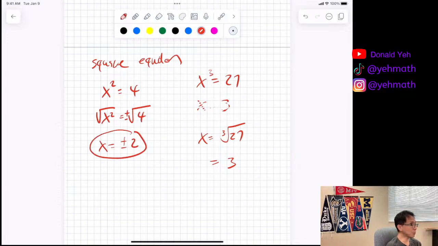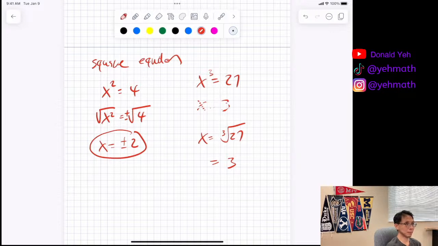I believe your algebra 1 teacher told you to write plus minus when you square root both sides. And please write it down. If you have x squared equal to something, you square root both sides, you've got to get plus minus. Even x to the fourth equal to 16, then it's plus minus 2. So you have to write it down.